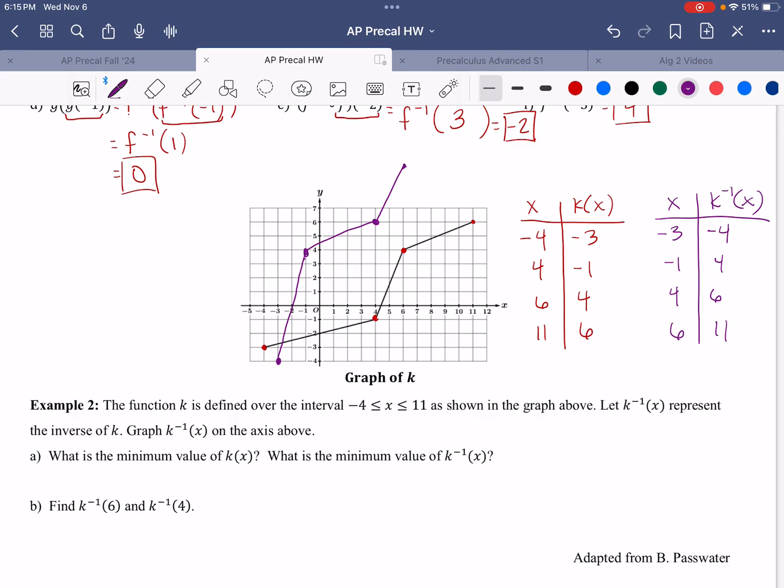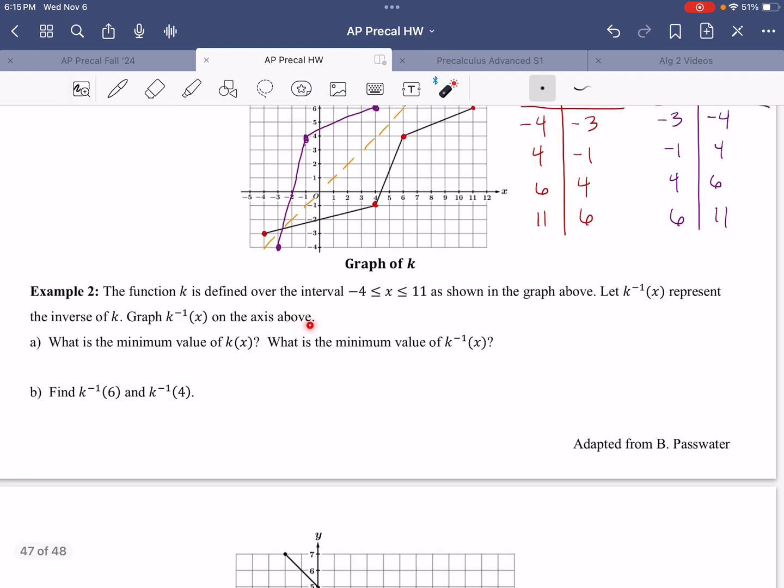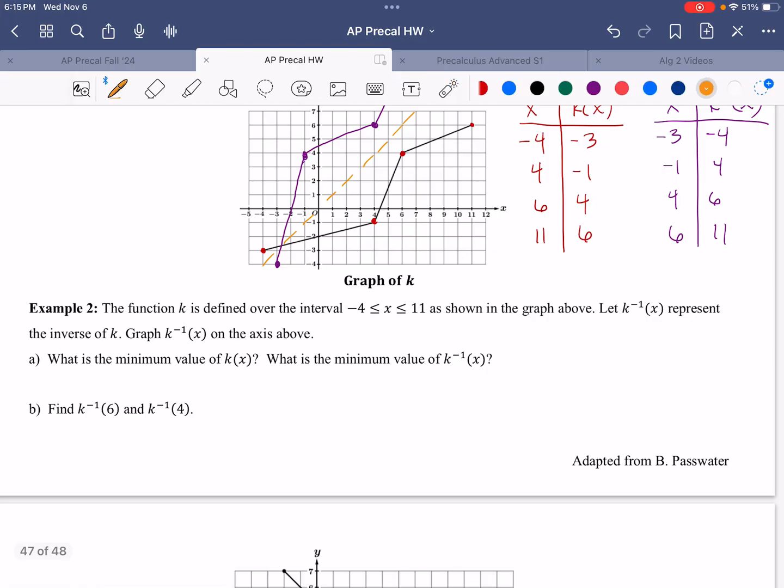And so you can double check yourself, look for that symmetry about y = x, the linear parent function. So if you want to draw that dashed line there, just as a way to see that the functions are equidistant from the linear parent function. Okay, so we graphed it on the axis above. It says, what is the minimum value of k of x, the original? So this is asking for the smallest y value, right?